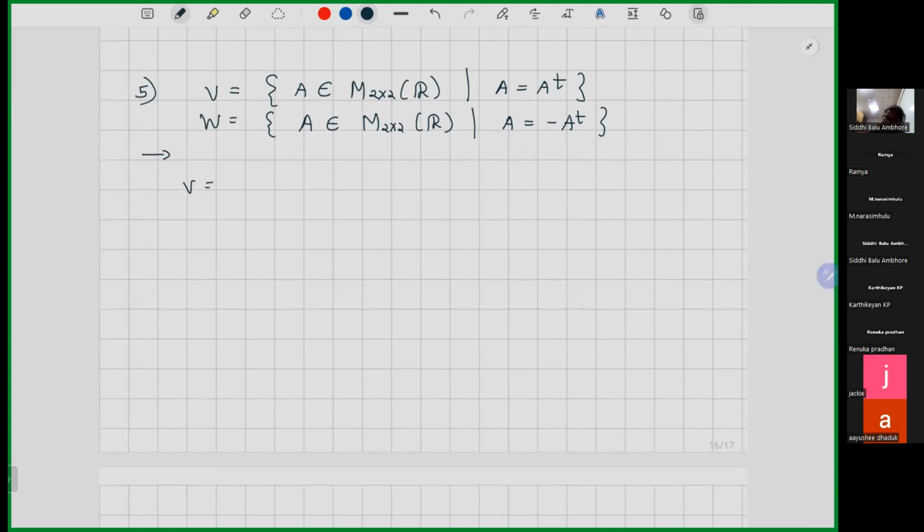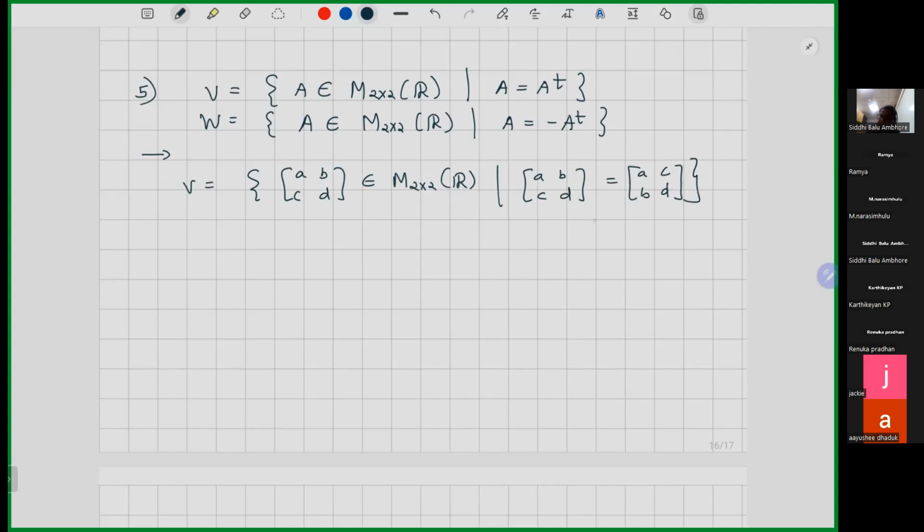So what is V? We are starting with A in M2 cross 2 matrices, so it is A, B, C, D. So let this be in M2 cross 2 such that A transpose is equal to A. Okay, so what does this mean? [A, B; C, D] is equal to now A transpose. So what is A transpose? [A, C; B, D], right? This is D.